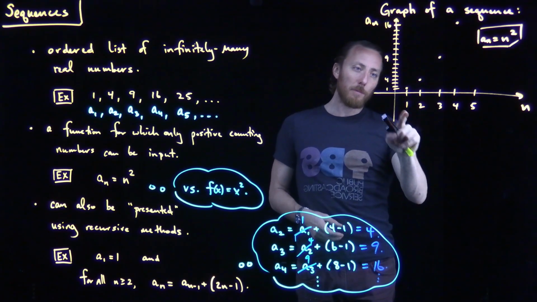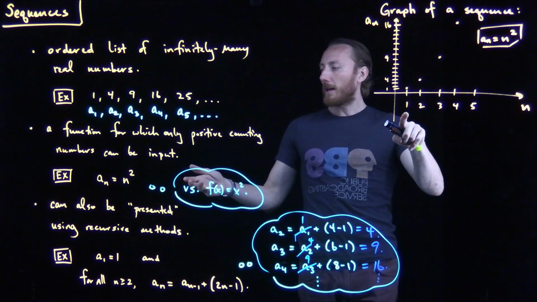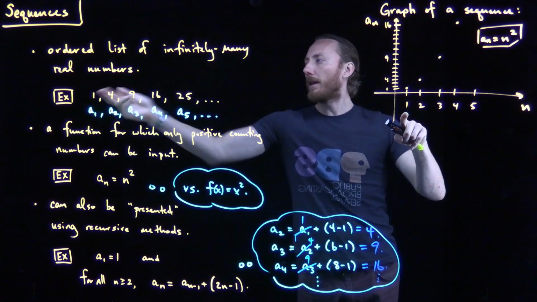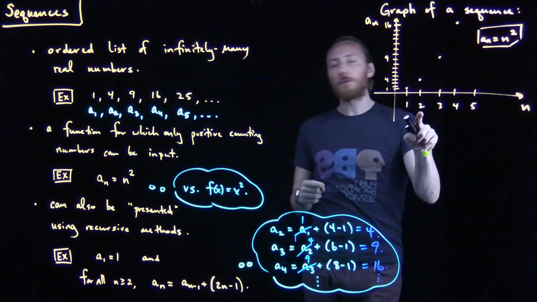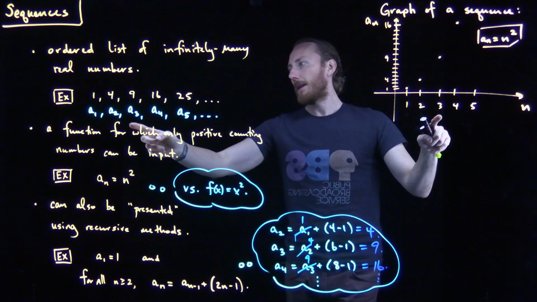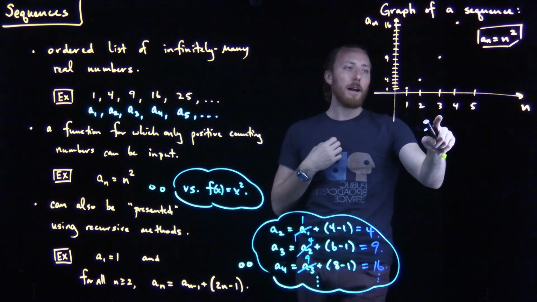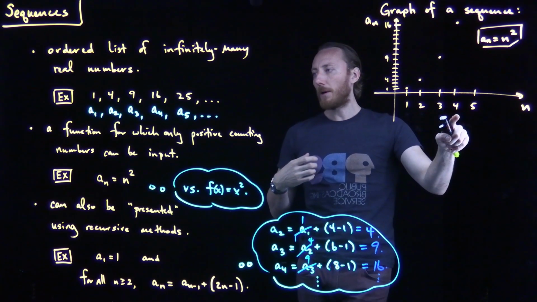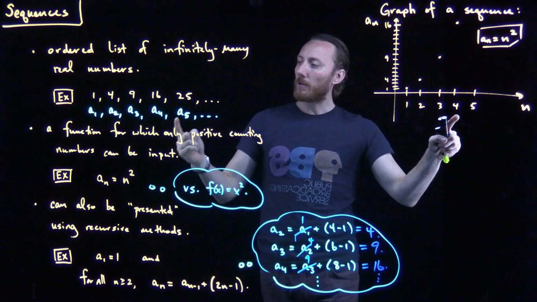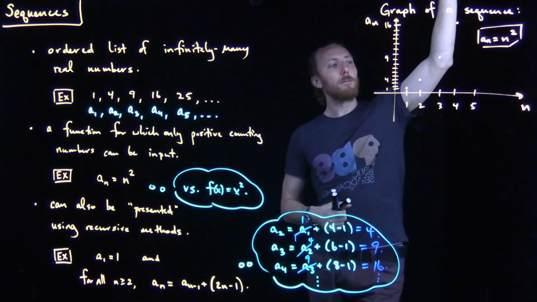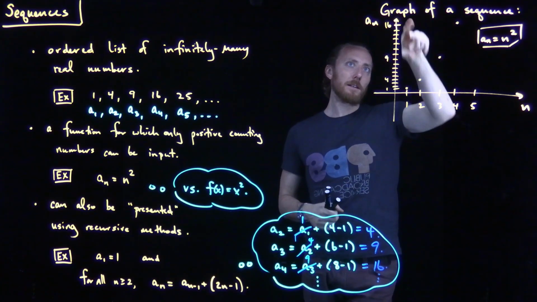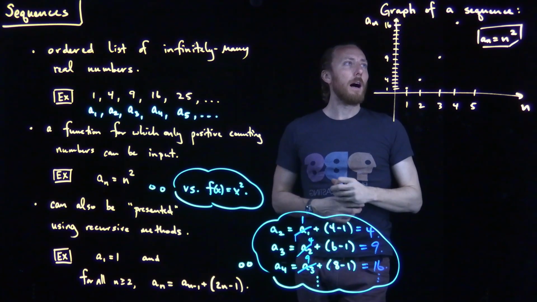So there's going to be a point at 1 comma 1 corresponding to a1 equaling 1. There's going to be a point at 2 comma 4 because a2 is equal to 4. There's going to be a point at 3 comma 9 because when you put in 3 you get out 9 from the sequence. There's going to be a point at 4 comma 16 because when you put in 4 you get out 16 from the sequence. I don't have space to put a5 on here because I've already capped out what my picture looks like.